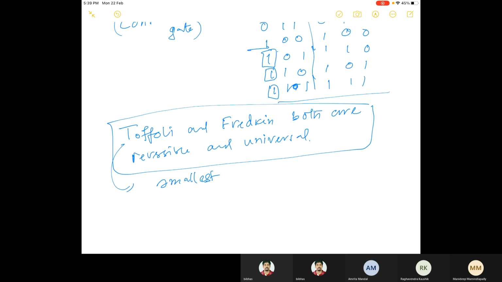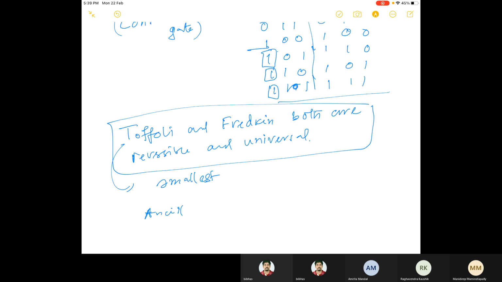So since this is a 3, the minimum number of bits you require is 3, so we have to use something called ancillary bits for performing this operation. We have to add some extra bits in order to perform this kind of operation. So if you want to do a reversible computation in a classical system, we have to use some ancillary bits, otherwise it's not fun.